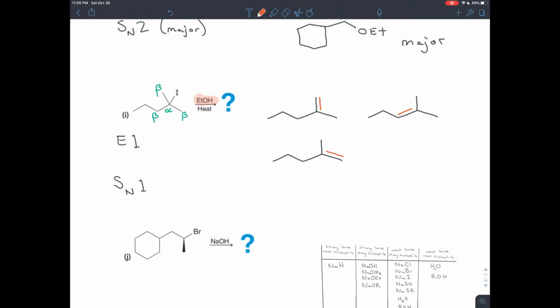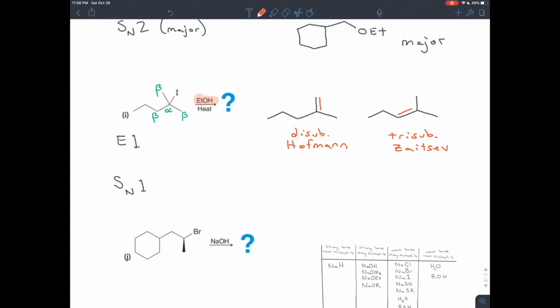And what you'll notice is that these two molecules here are actually the same. If you take this bottom one and flip it over like a pancake, you see that you get this one. So I'm going to erase that one. It's a duplicate. So these are our two possible E1 products. Notice that the one on the left is di-substituted, and the one on the right is tri-substituted. So this is our Zaitsev product, the more substituted one, and the other one is our Hofmann product, the less substituted one.